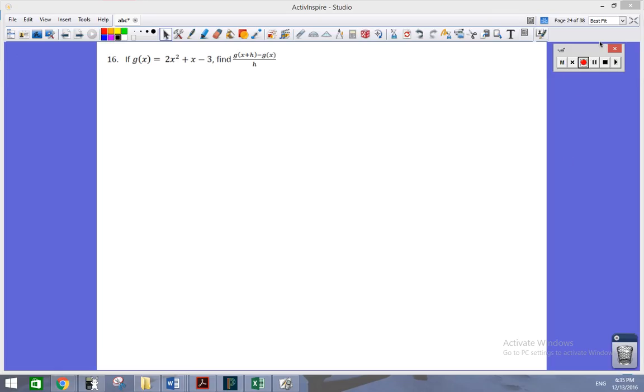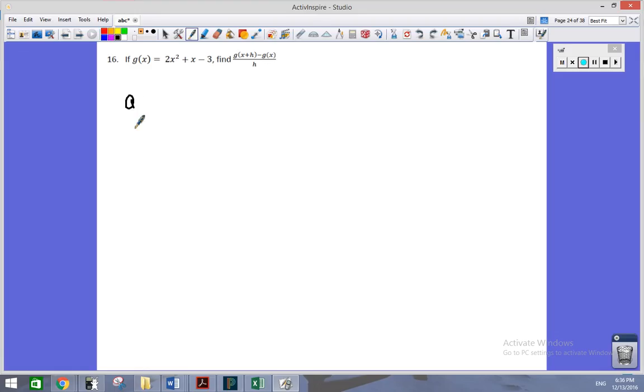We're looking at our semester review problems in college algebra. Here they're asking us to find the difference quotient. In the numerator, I have two terms. I need to find each of these terms individually.